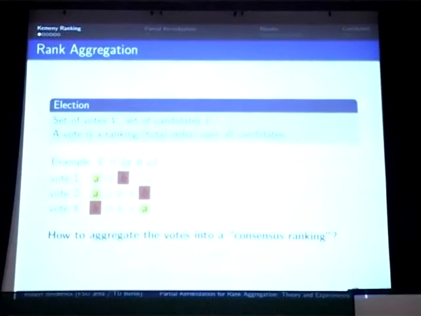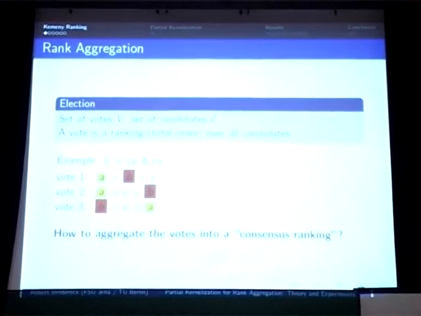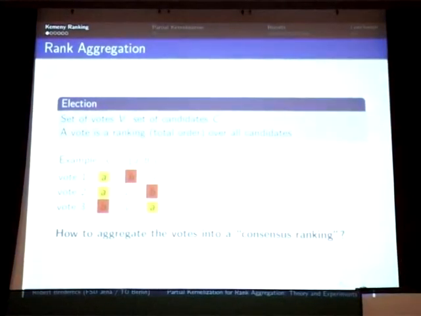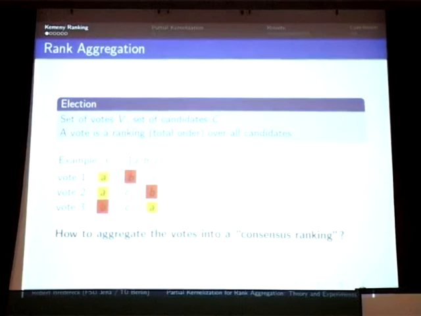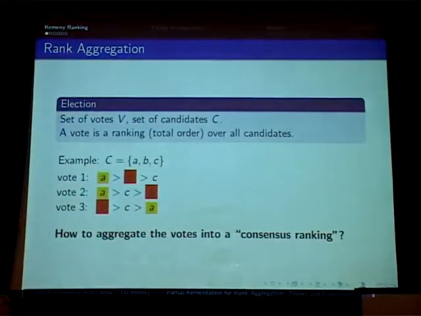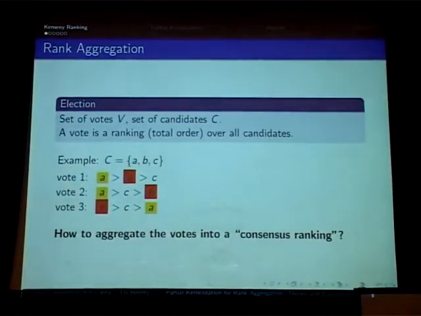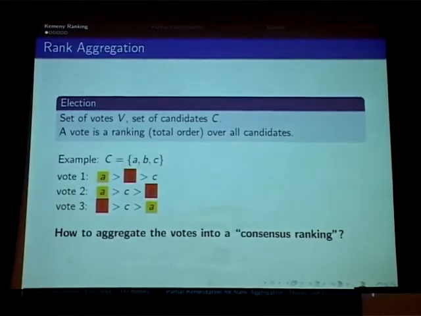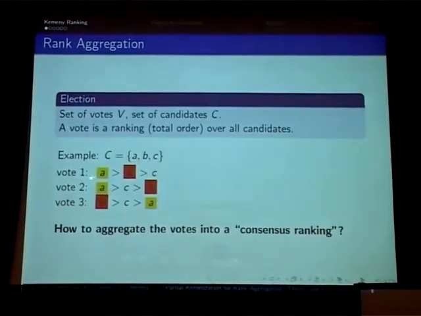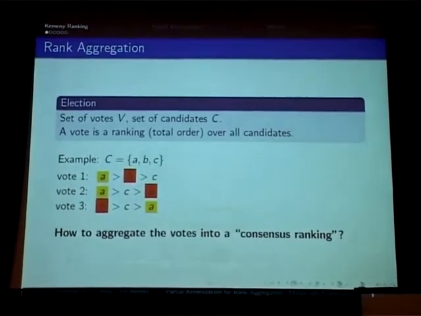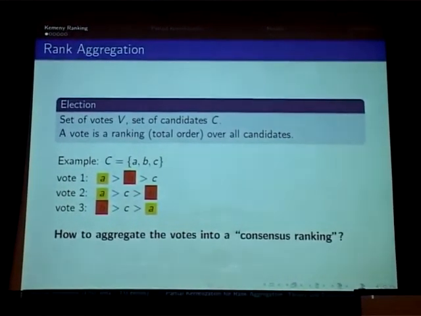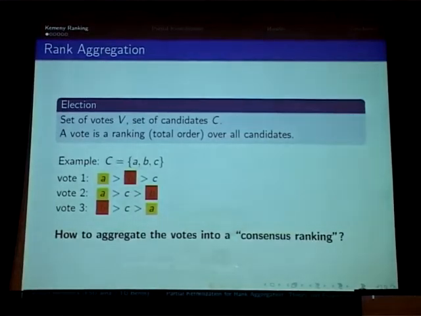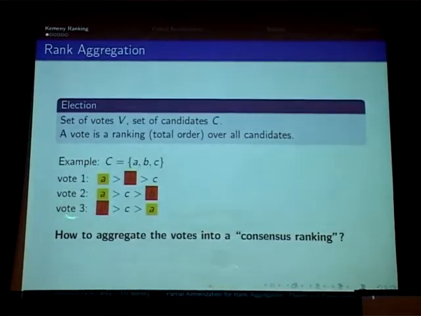So let us start. What is rank aggregation? In the rank aggregation problem, we are given a set of votes and a set of candidates, and votes are preference lists over the candidates. Here you can see a short example. We have three candidates and these three votes. And the question is now that we want to aggregate the information into a consensus ranking which represents the opinion of the votes as best as possible.